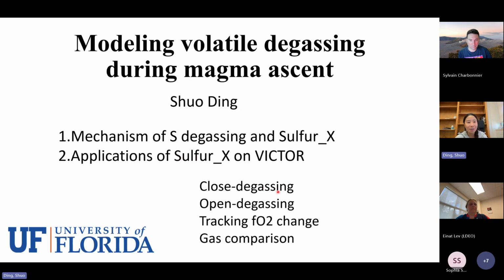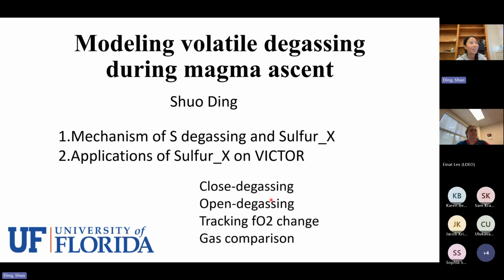There are different scenarios I plan to run, like closed degassing, open degassing, and, if we're interested in tracking fO2 change in the magma, that too. And then maybe talk a little bit more, at the end, about how we use this degassing model to interpret the gas composition.